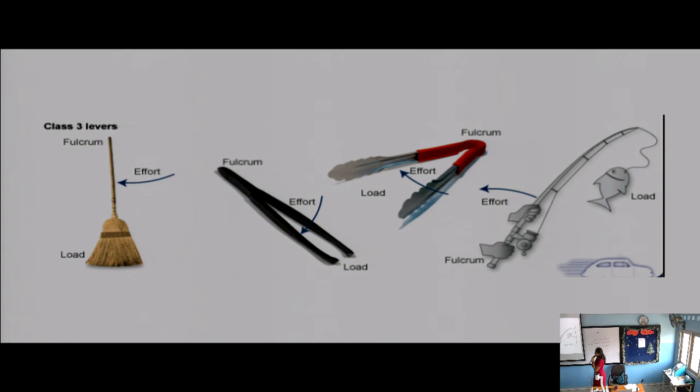Fishing rod. Yes. So how many types of levers? 3 types. In the first type of lever, which part is located in the middle? Second type, second class, load. Third class, effort. Good.